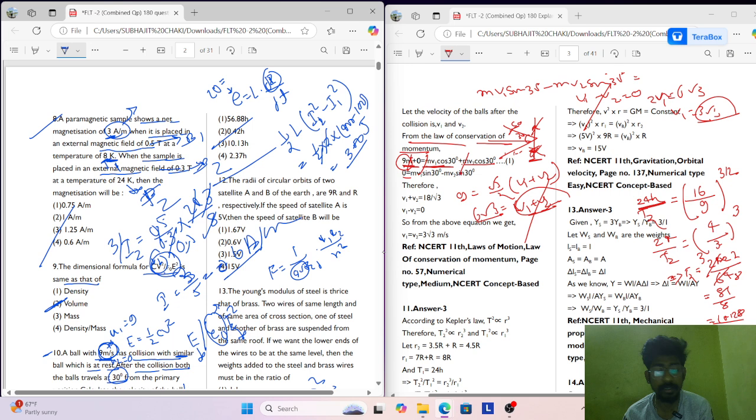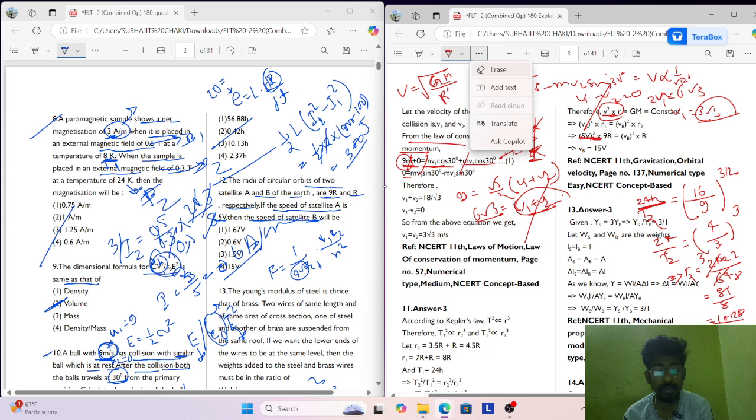The radii of circular orbits of two satellites A and B are R and 4R respectively. The speed of satellite A is 5v, the speed of the second satellite is asked. V squared, we know from the formula, what is the formula of the orbital velocity of a satellite? GM by r, right? GM by r. R dash means r plus h, the height of the satellite plus the radius. So from this you can calculate that V is proportional to 1 by root over r dash, right? V is proportional to 1 by root over r dash.